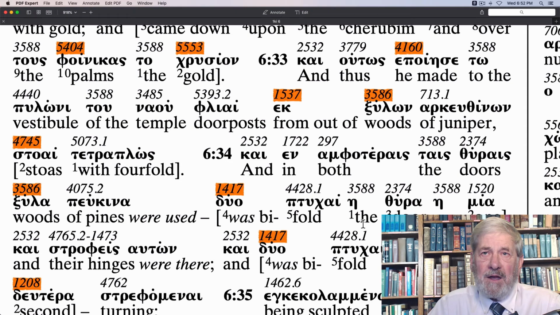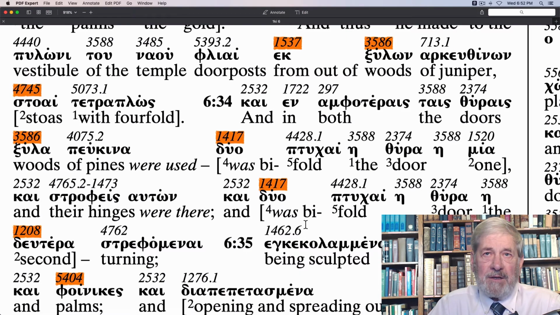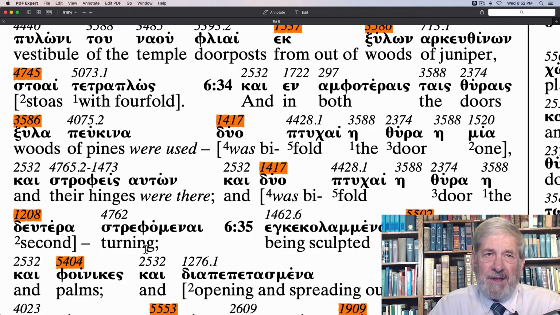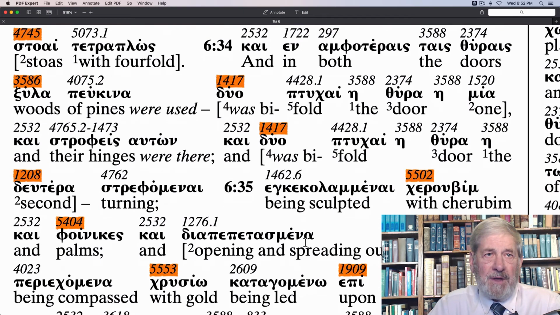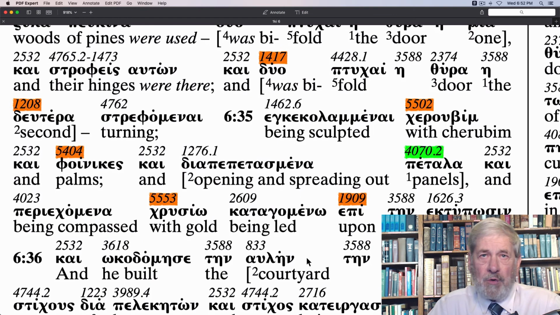The one door was bifold, and their hinges were there. And the second door was bifold, and they're turning somehow, being sculpted with cherubim and palms, and probably means on a hinge. And panels opening and spreading out, and being compassed with gold, being laid upon the impression. So these were opening up, and imagine like this. This is what I'm guessing.